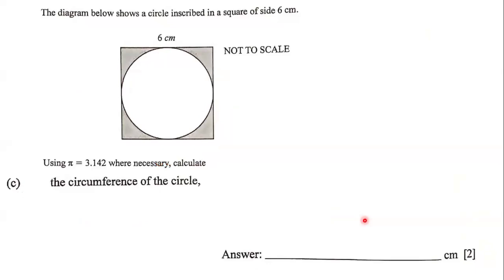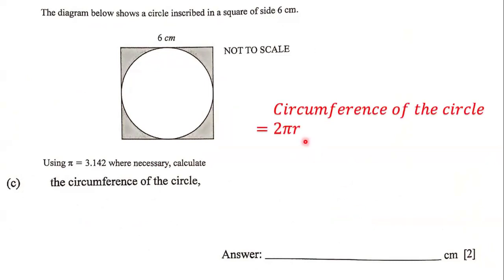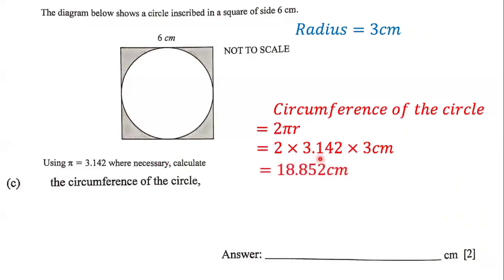Next, our goal is to calculate the circumference of the circle. The circumference of the circle is given by the formula 2 pi r, where pi in this case is 3.142 and the radius is 3 centimeters. And so we have 2 times 3.142 times 3 centimeters. We have to multiply these three numbers, and when we multiply them together, we get 18.852 centimeters. And so the circumference of the circle is 18.852 centimeters.